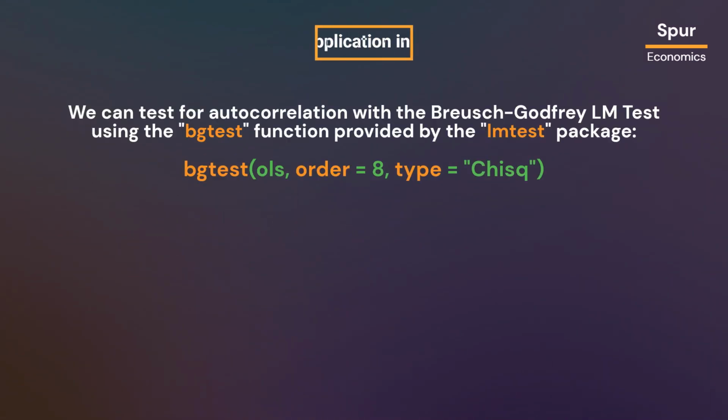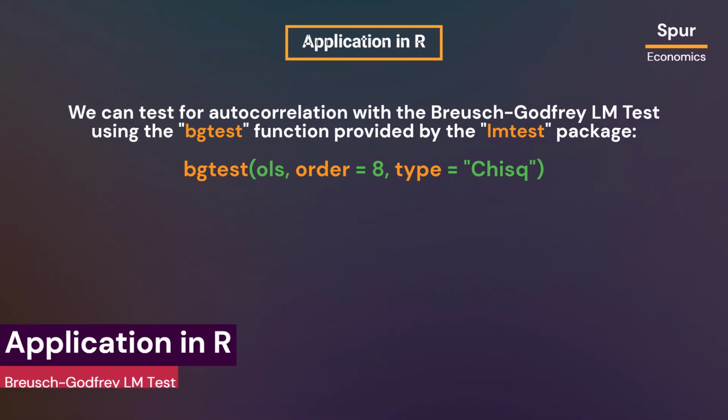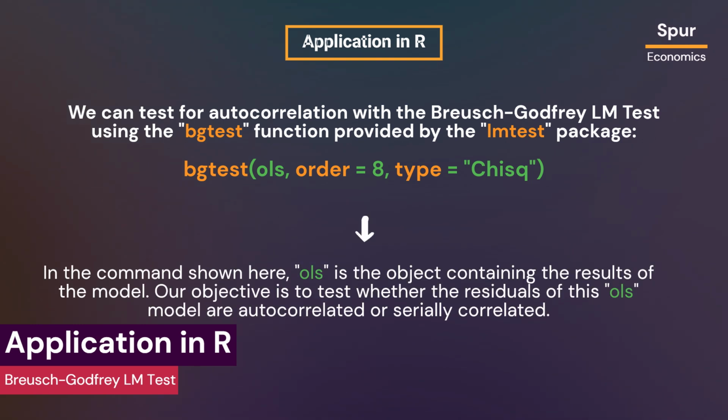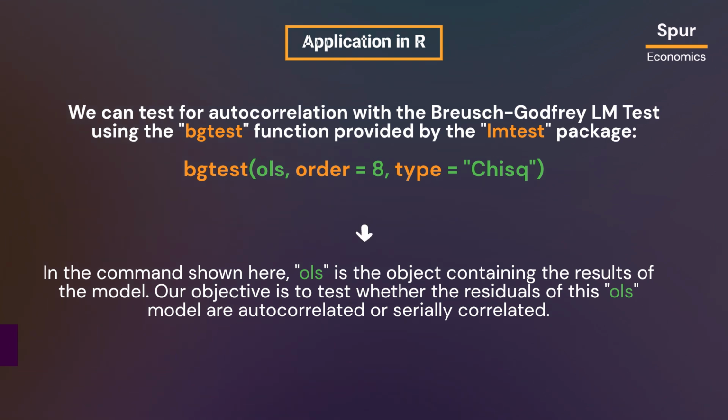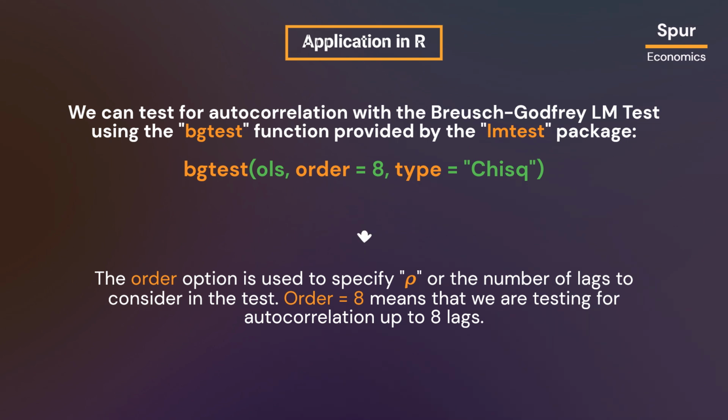We can test for autocorrelation with the Breusch-Godfrey LM test using the BG test function provided by the LM test package. In the command shown here, OLS is the object containing the results of the model. Our objective is to test whether the residuals of this OLS model are autocorrelated or serially correlated. The order option is used to specify rho or the number of lags to consider in the test. Order equals 8 means that we are testing for autocorrelation up to 8 lags.